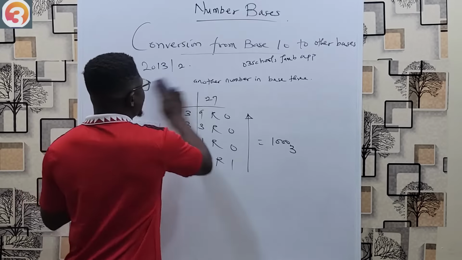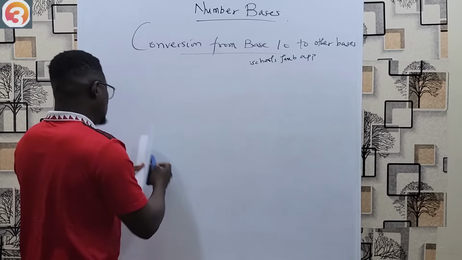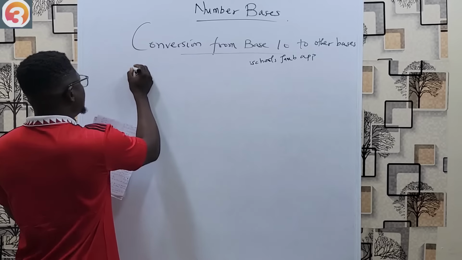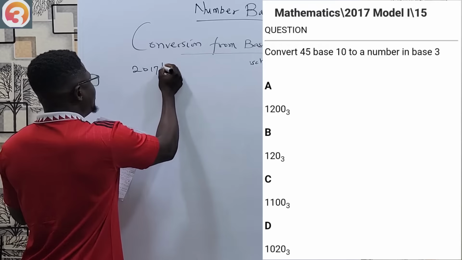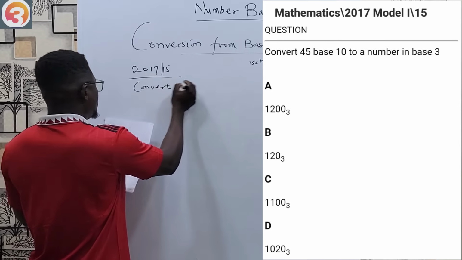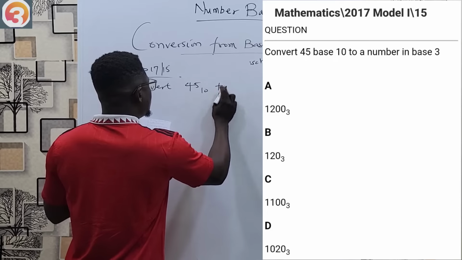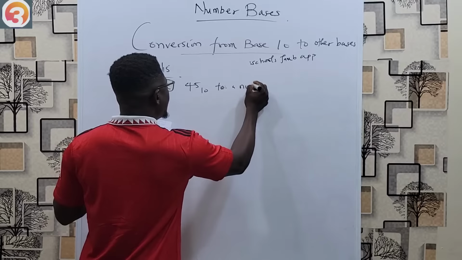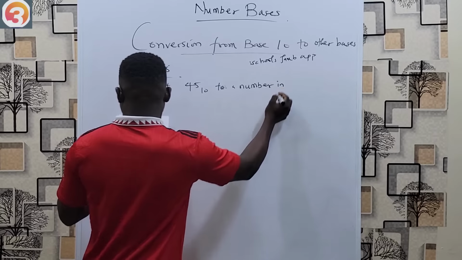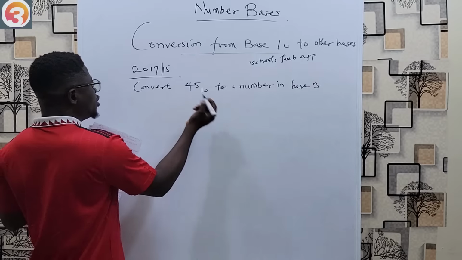This is a 2017 question, 2017 number 15. They said convert 45 base 10 to a number in base 3. So we know what to do, right?